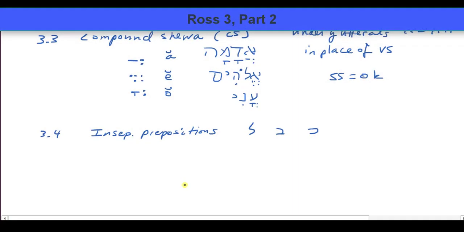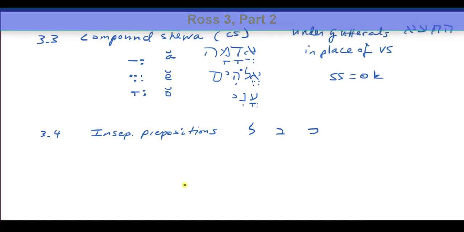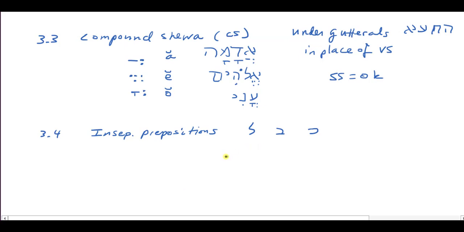In section 3.4, which you'll find on page 45 of the textbook, we're introduced to the notion of inseparable prepositions. Let's begin first of all with the concept of prepositions. In English, a preposition is a word that is placed before another word and indicates a relationship among words. So I could say something like "on the top."